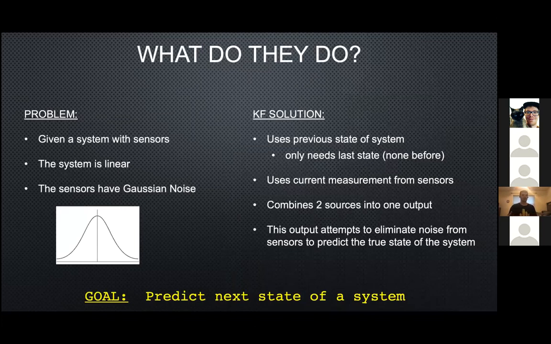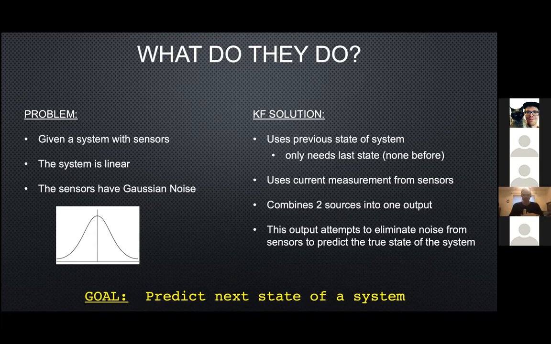So basically, what do they do? Again, I'll use our context. We're given a system with sensors, and for a plain old Kalman filter, specifically, we're going to assume that the system is linear, and that the sensors have Gaussian noise. So that means they do not have non-Gaussian noise.